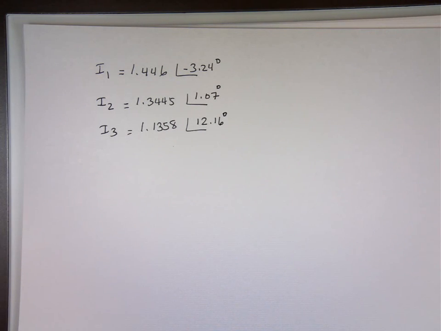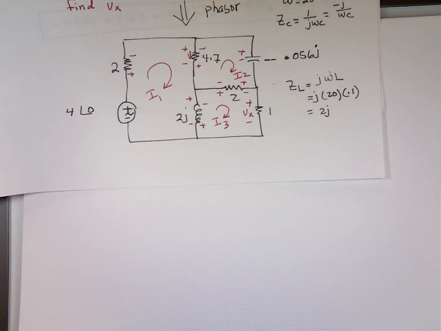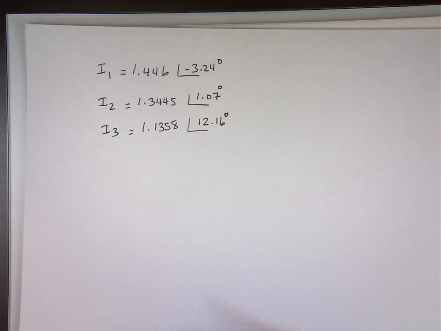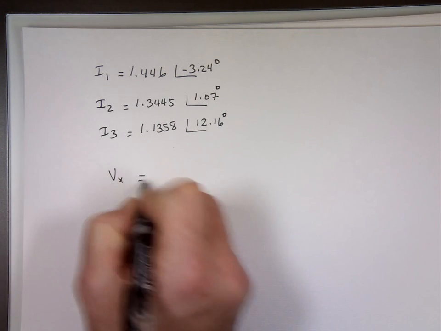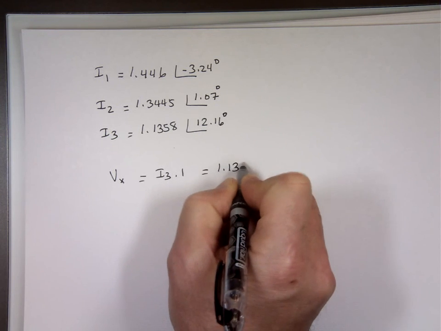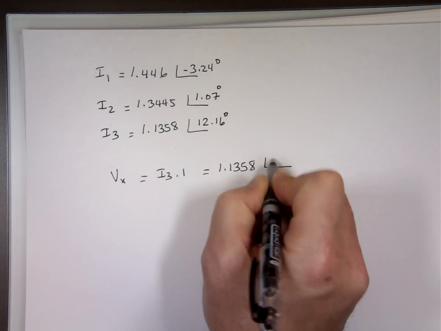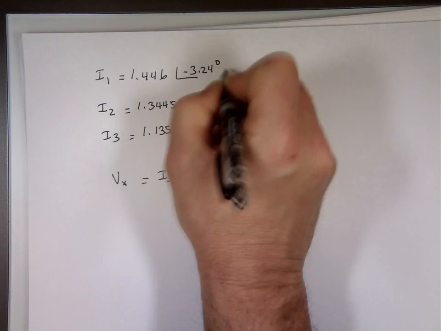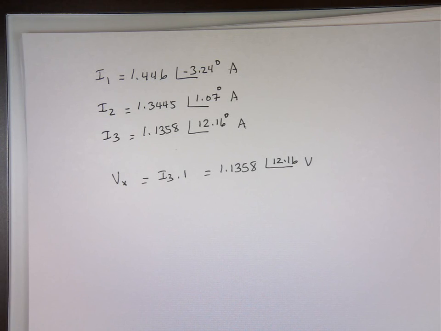Once I have all the currents, can I find what Vx is? What is Vx from that picture? That's just I sub 3 times 1, right? So Ohm's law, Vx equals what? I sub 3 times 1, which is 1.1358, angle 12.16 volts. These are amps, but that's a voltage now. That's a volt. And we could just leave it in polar. Sure. Unless you specify to put it in rectangular, we can just leave it in whatever.